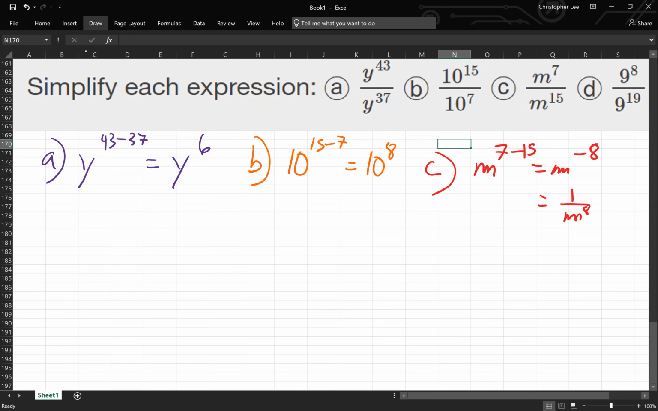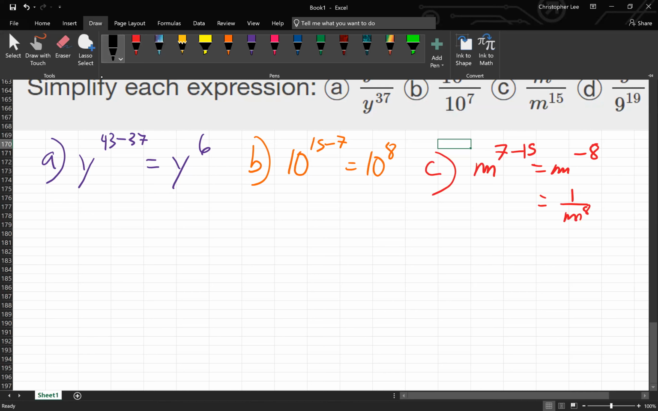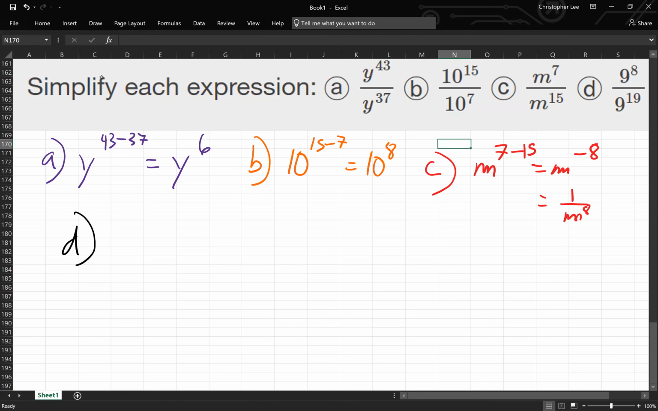And then last, let me get a nice color, let's do black. I got D, it's going to be what? Negative 19, good. This becomes negative 11, 9 to the 11, perfect. Questions on this? Anybody? All right, awesome.